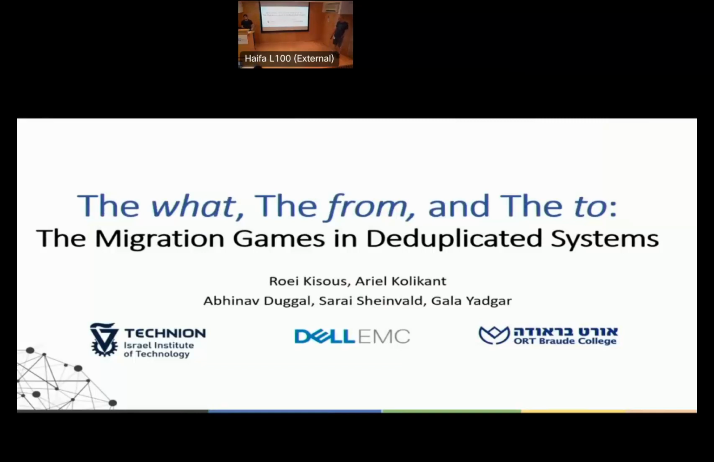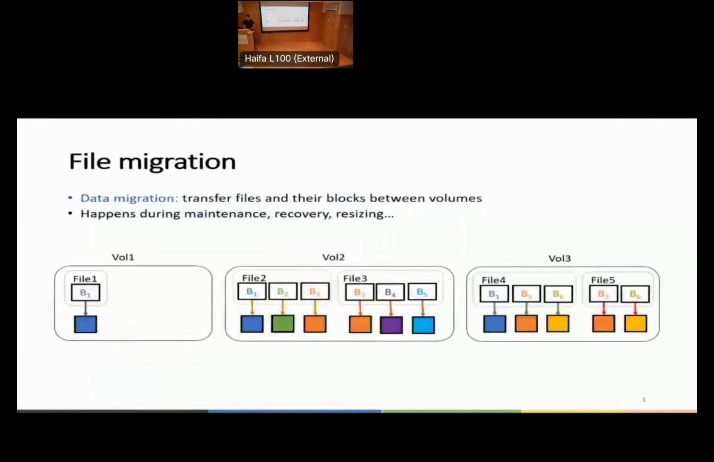Okay, so I'm going to talk about our paper, "What Formula 2: the migration games in the deduplicated system." It is a joint work of Ariel Kolikant, Gala Edgar, and myself from the Technion, Avinav Dugel from Delhi FC, and Sarai Sheinwald from Old Browder. So we all know what deduplication is, and we are now going to talk about file migration.